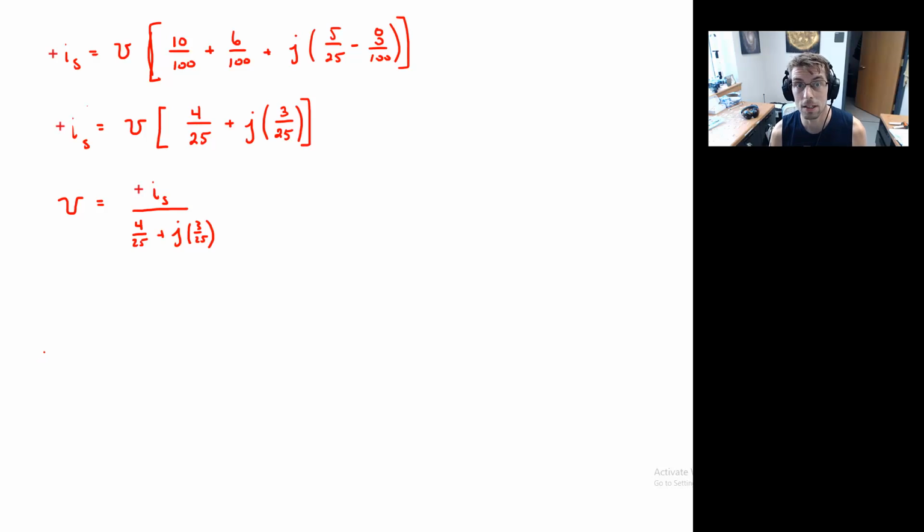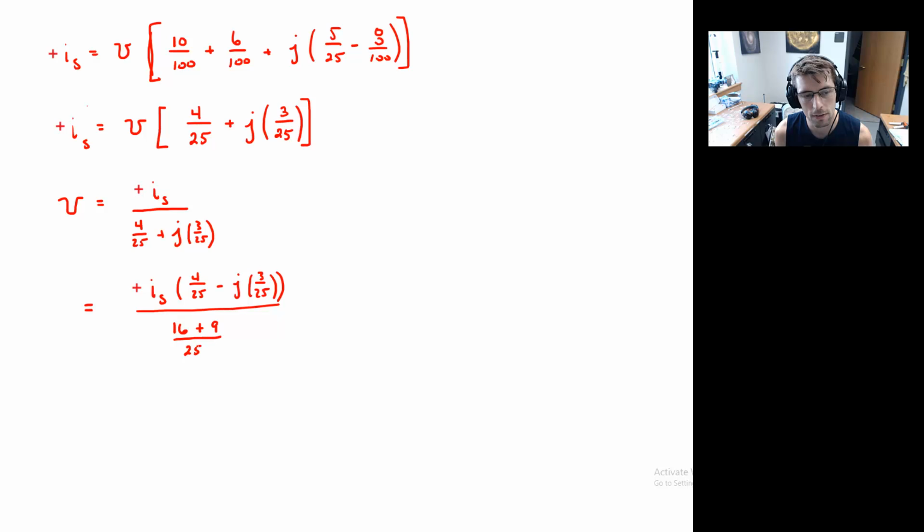But not to be happy with the j in the denominator, let's go ahead and move it to the numerator. So again, I have a minus IS, guess we'll put 4 over 25 minus j 3 over 25, right? We're multiplying by the complex conjugate. And in the denominator, we get 16 plus 9, all divided by 25 squared.